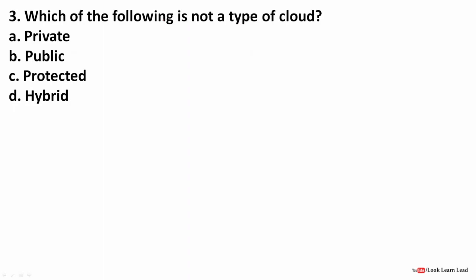Next. Which of the following is not a type of cloud? We have four types of cloud: private, public, hybrid, and one more was there, community cloud. Protected is not a type of cloud.